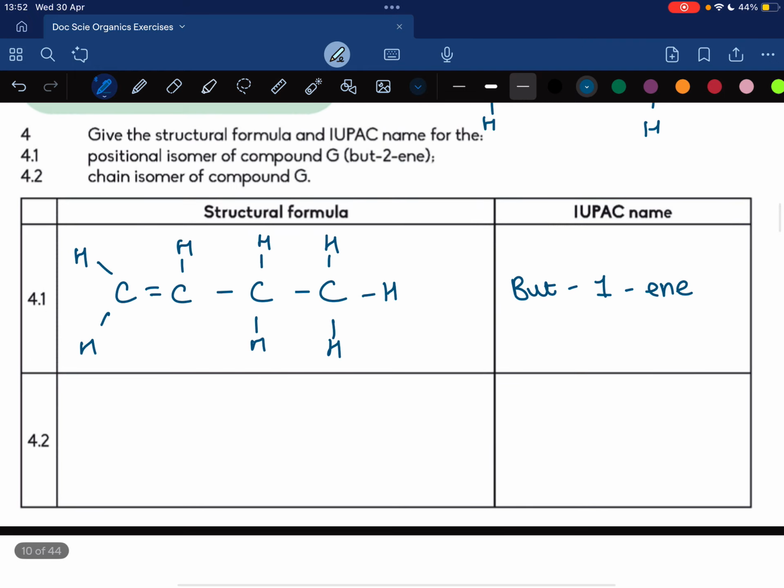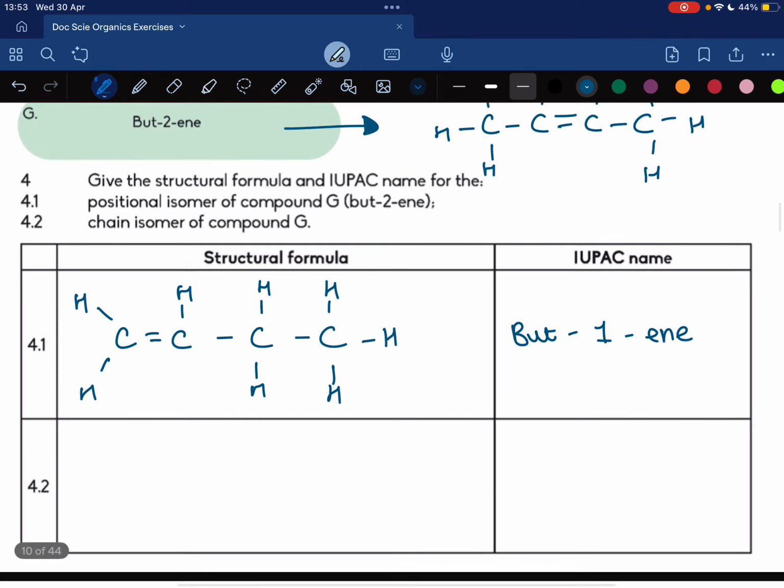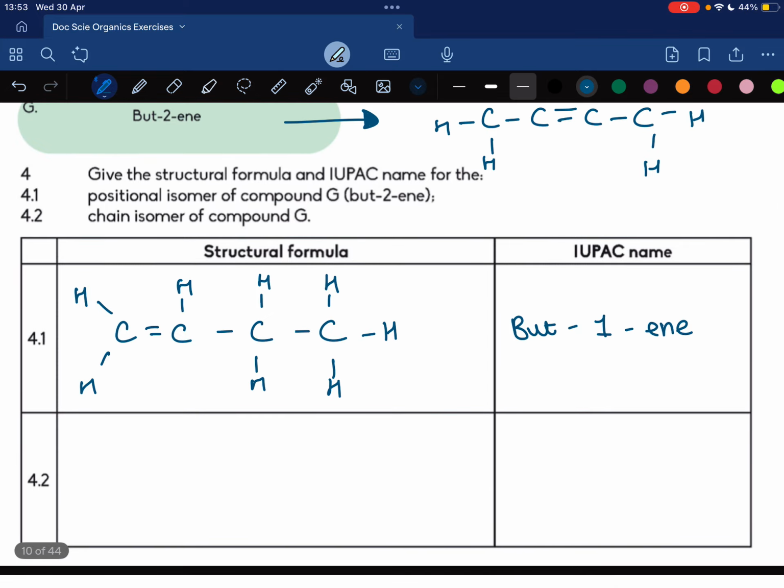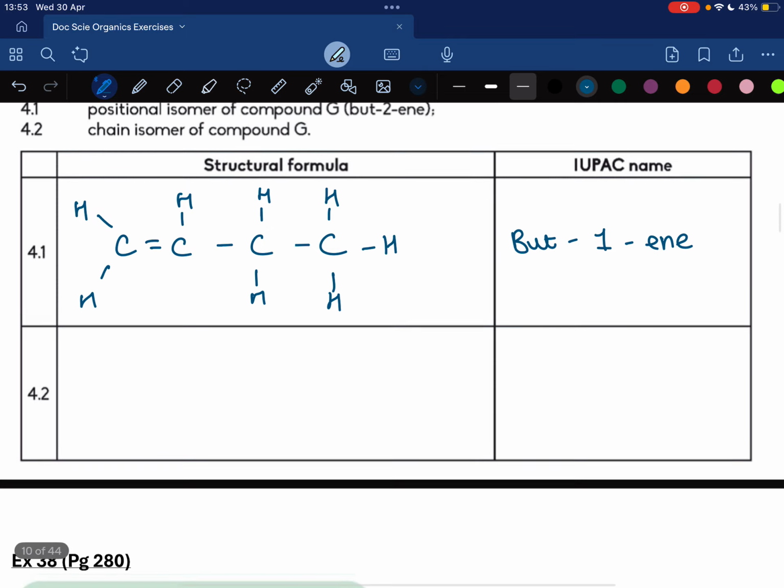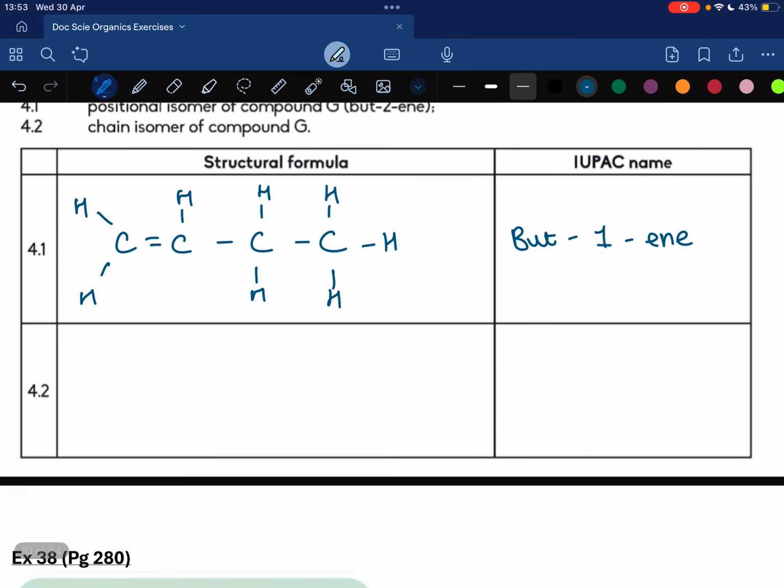Okay, then it says it wants a chain isomer of compound G. If they want a chain isomer, then we need to decrease the longest carbon chain, because that's the only way we can get a chain isomer. So we'll have carbons 1, 2 with a double bond on either carbon. Remember, it will be on one of the terminating carbons, because if you put it on this carbon, it will still be on this terminating carbon.